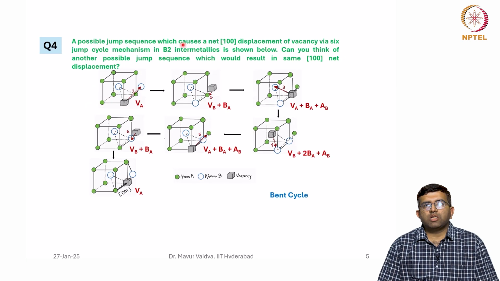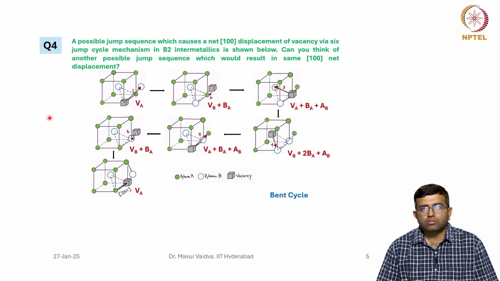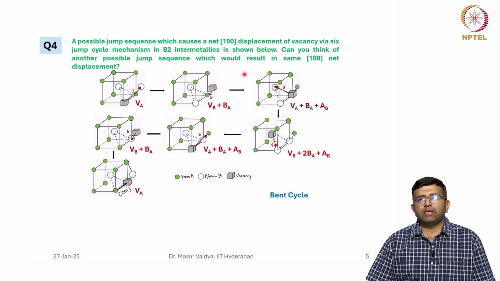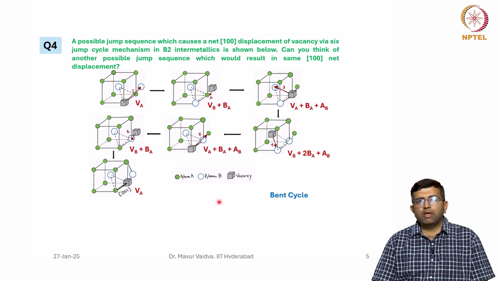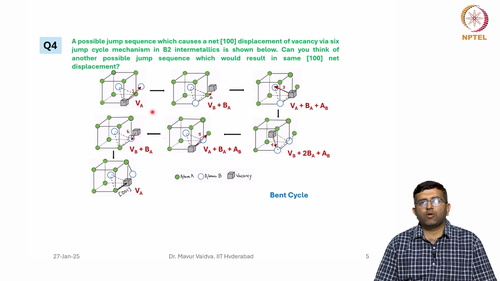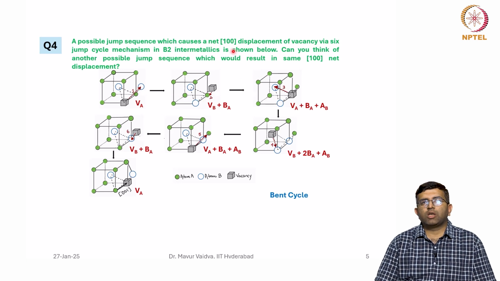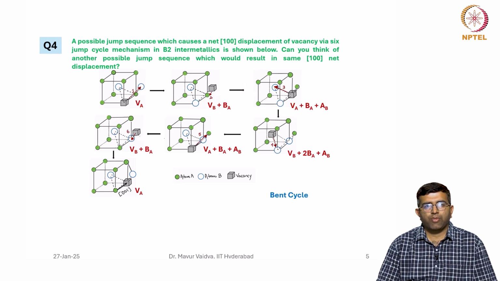A possible jump sequence which causes a net 100 displacement of the vacancy via the 6-jump cycle mechanism in B2 intermetallics is shown below. This is the cycle we saw during the lecture. This is the bent cycle. Can you think of another possible jump sequence which would result in the same 100 net displacement? As I have always said, before moving forward with the video, please try it out on your own; your understanding will improve much further. So the question is, can we identify another sequence of jumps which will cause a net 100 displacement?